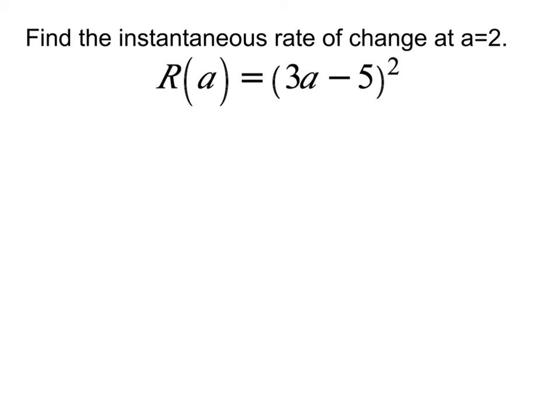Just put 2 in for A. So this problem is asking us to find the instantaneous rate of change at a equals 2. Now, we've seen problems like this plenty of times before. Our general rule of thumb was difference quotient. Find the limit as h approaches 0. And then once we found the limit as h approaches 0, we could plug in the value of 2 for x to see what that gives us.